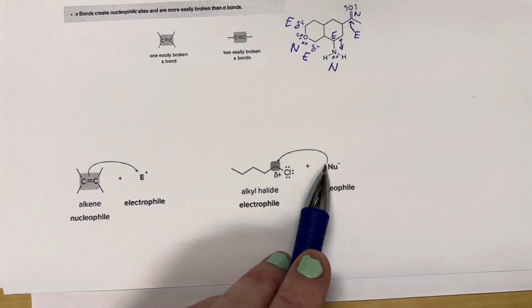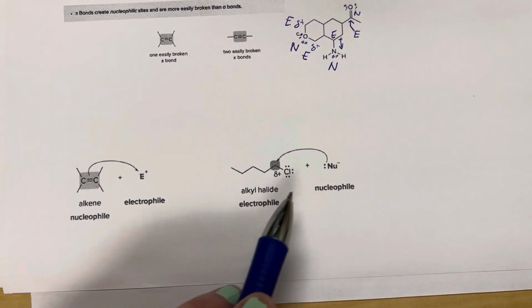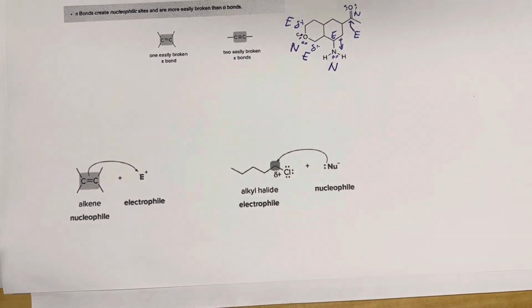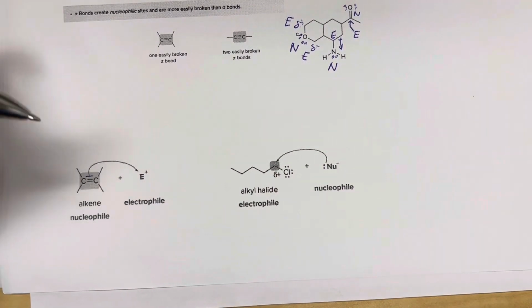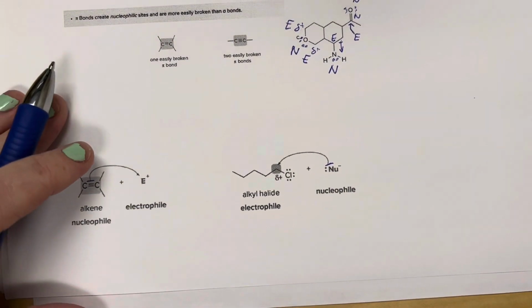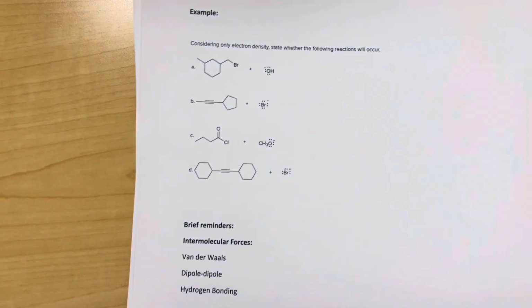You have a nucleophile here with the extra electrons, and it's going toward the electrophilic site. So notice they're always moving. The end of the arrow is always starting with the nucleophile going to the electrophile. All right, so let's see if we can consider if these reactions would happen.